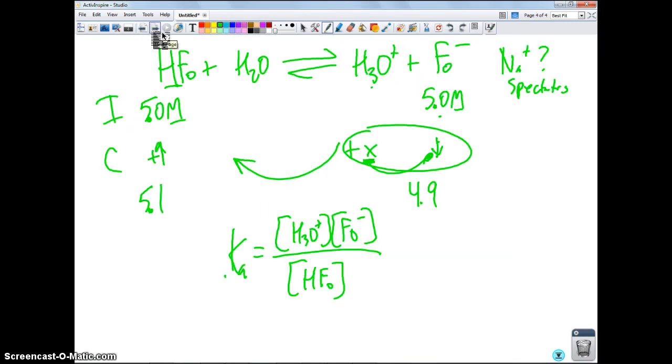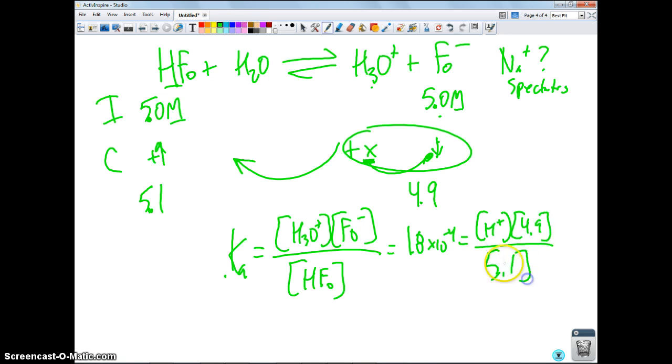So if Ka equals 1.8 times 10 to the negative fourth, then we're still going to have the same thing here. I'm going to have 1.8 times 10 to the negative fourth equals H plus times 4.9 divided by 5.1. Right? Those are those concentrations. And so now as I do this math, it becomes relatively easy. It's almost the same, but it's a little bit different. Let me crack out my calculator here and do this problem. So I'm going to take 4.9 divided by 5.1. I get 0.961.